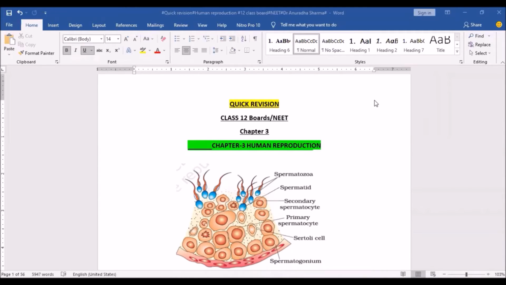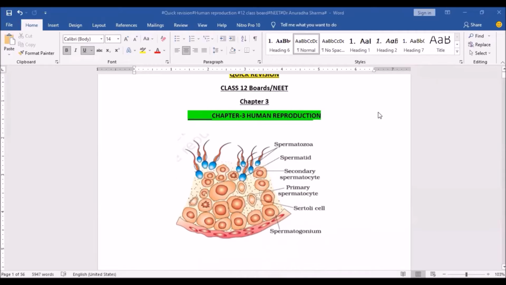Hello friends, today we will do quick revision of the chapter Human Reproduction, which is very important for your class 12 board as well as NEET.